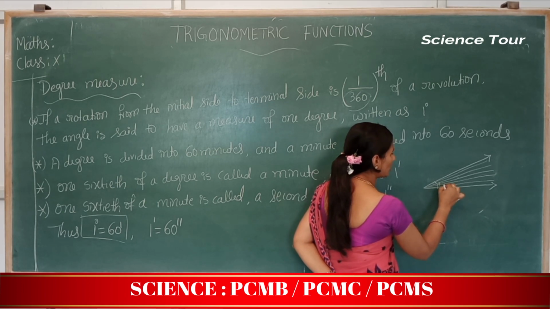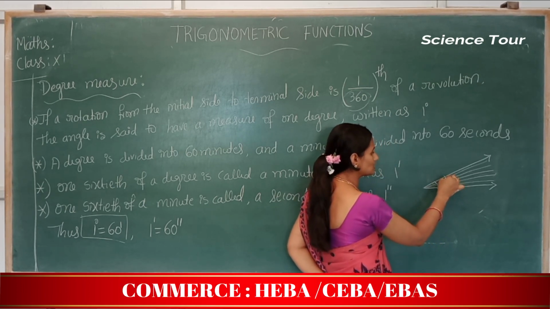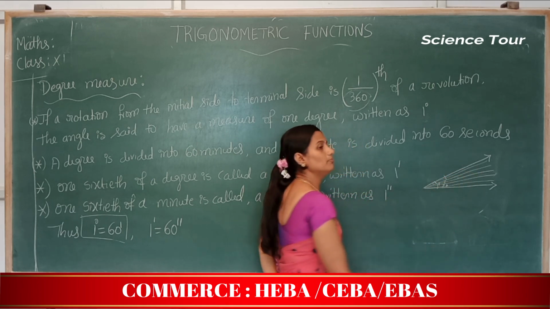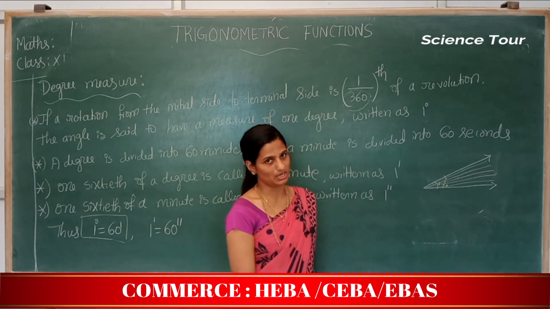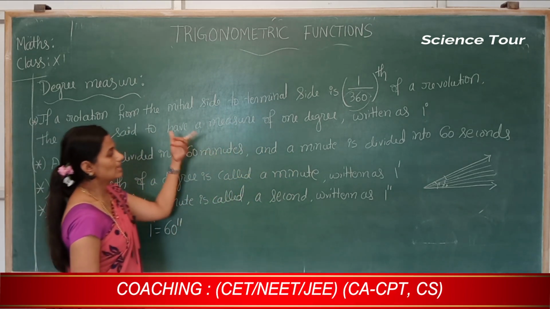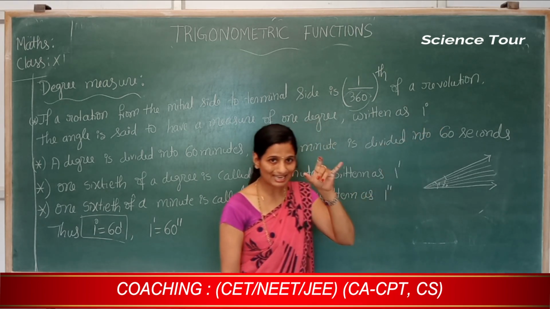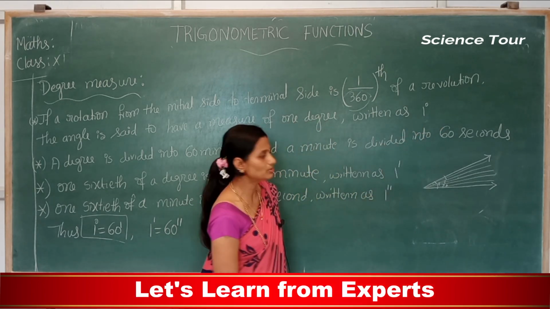This is 1 minute. Means total how many minutes are there? 60 minutes. Clear? Yes. 60 minutes, and a minute is divided into 60 seconds. Again that minute is divided into 60 seconds.